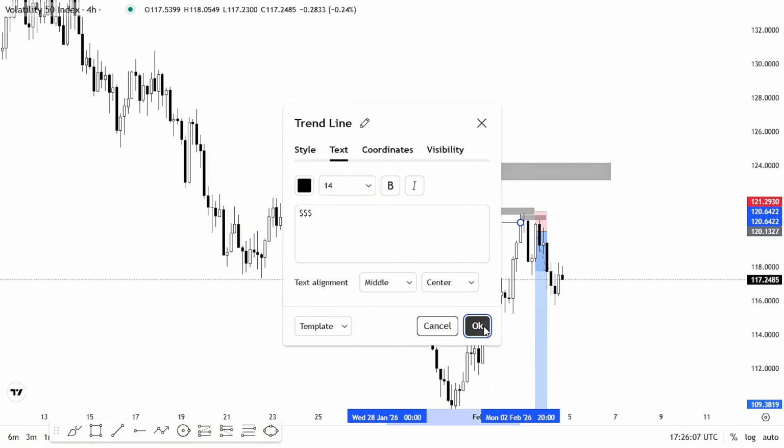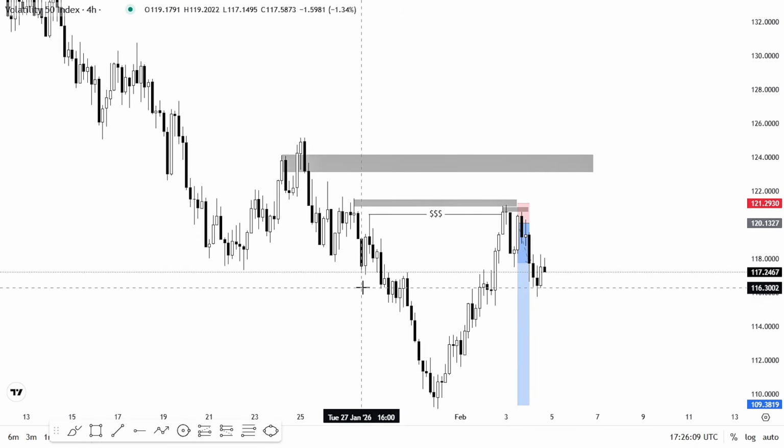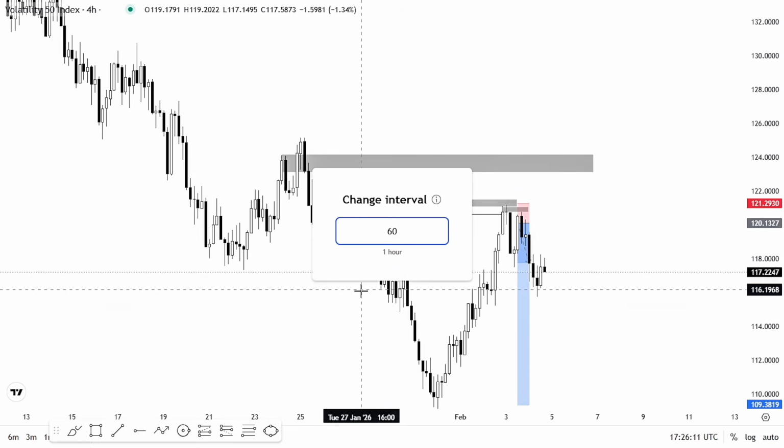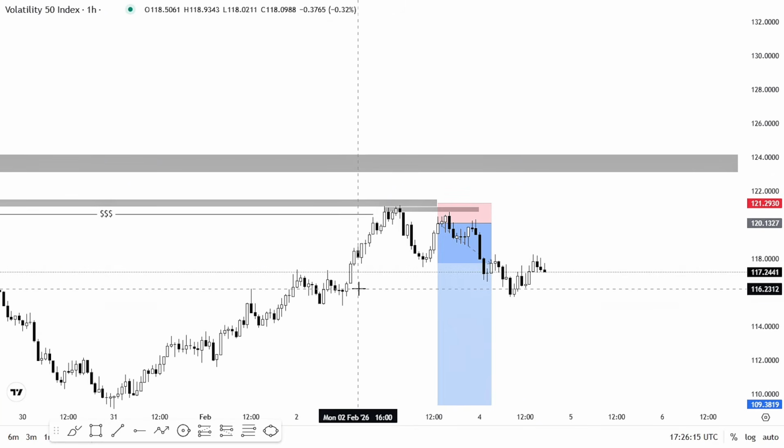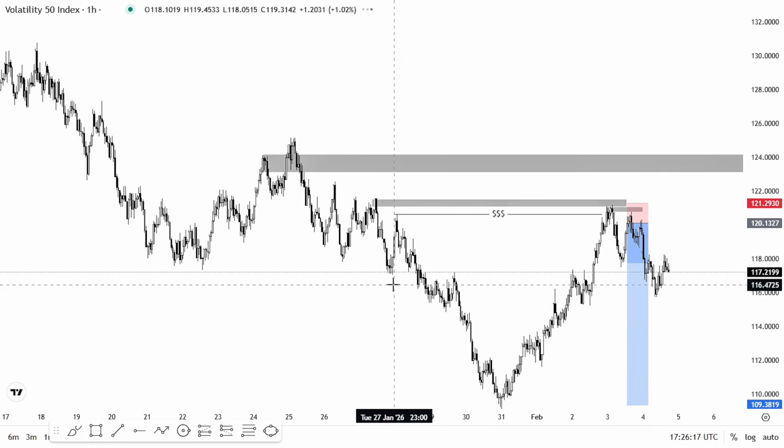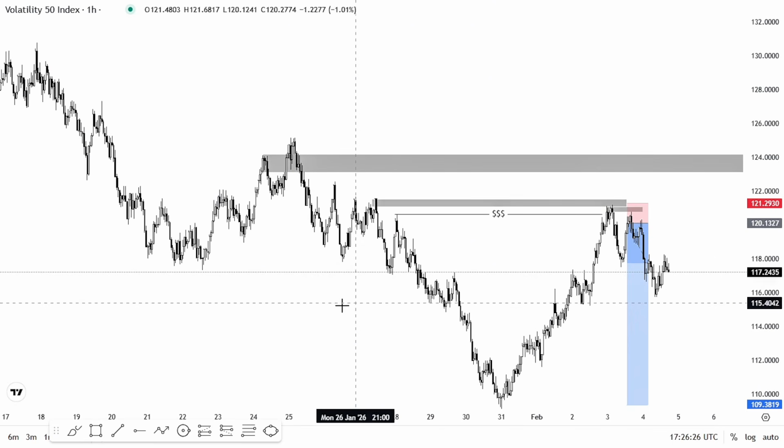So our structural liquidity is clearly visible. We're going to scale down to the 1 hour time frame. This is still playing, and I think there's enough room for it to play all the way down.